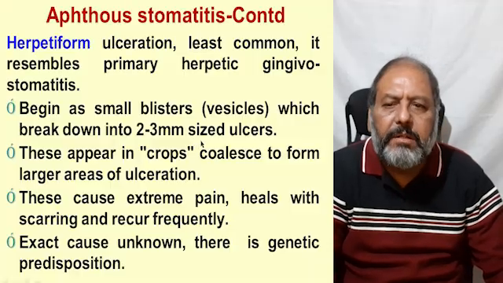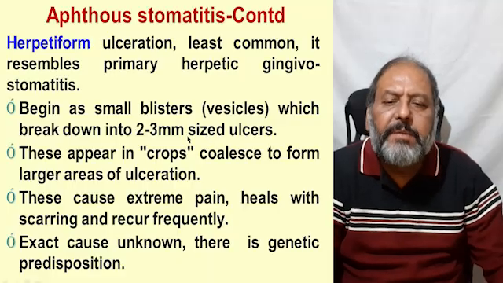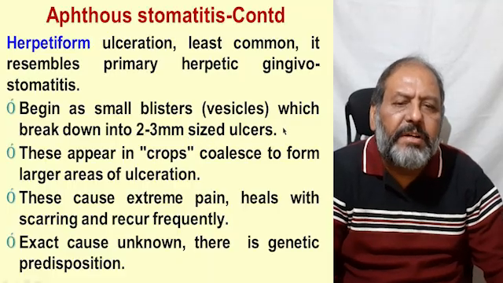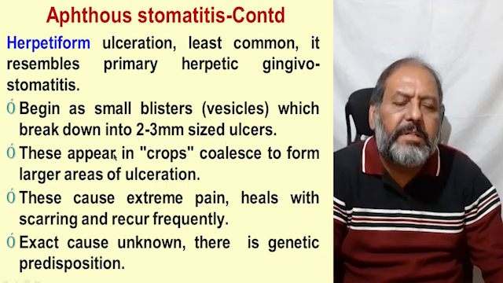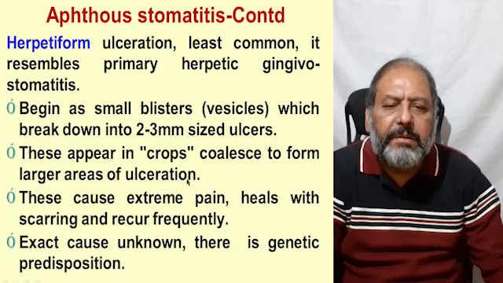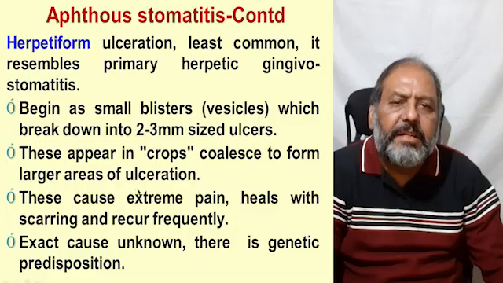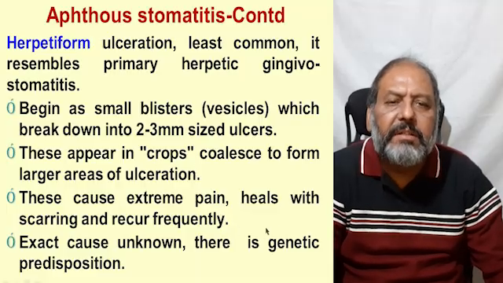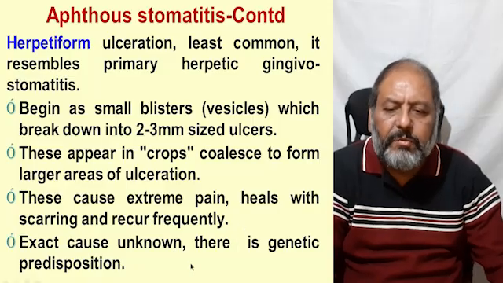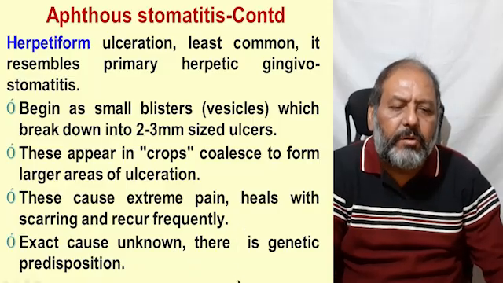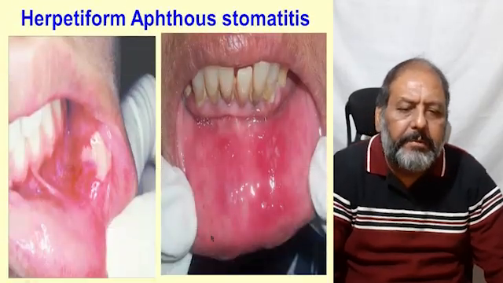These are the least common. It resembles primary herpetic gingivostomatitis. It begins as small blisters, vesicles, which break down into 2 to 3 millimeter ulcers. These appear in crops, coalesce, and unite to form larger areas of ulceration. These cause extreme pain, heal with scarring, and recur frequently. The exact cause is unknown, but there is said to be some genetic predisposition.